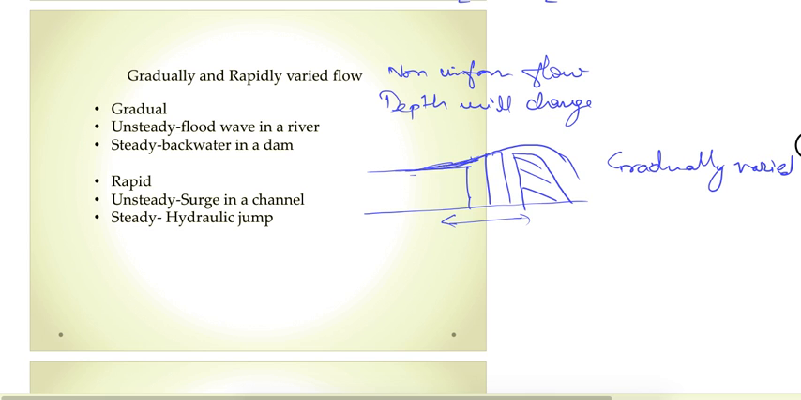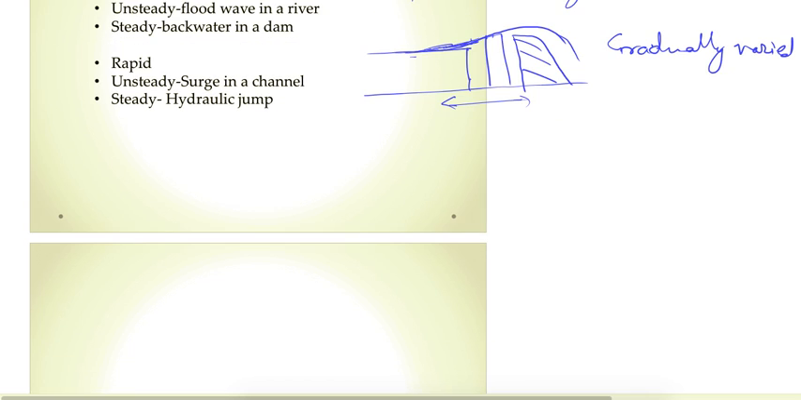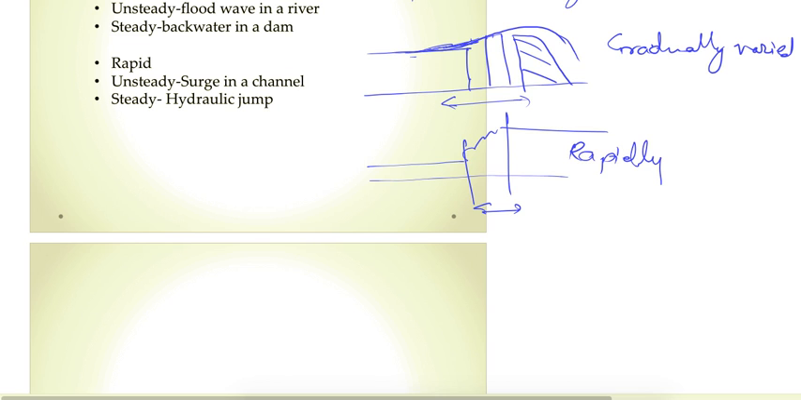And if the change is occurring in a very small length, like in the case of a hydraulic jump, it will be something like this, and the depth will change in a very small length. This length will be very small, so it is called rapidly varied.